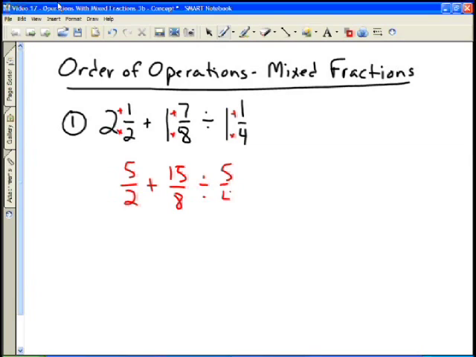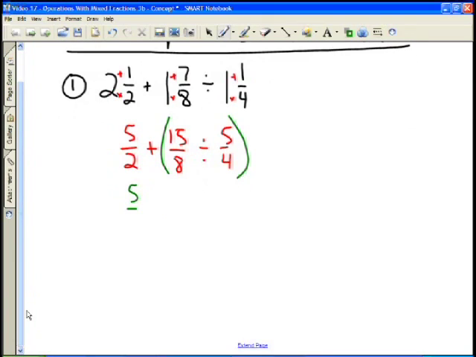And now what we have to do is we have to remember to do our brackets first, because that has a division in it. So now we get 5/2. I'm just going to write that because I'm not touching it. And now this will become 15/8 times, we change the sign to multiplication, remember, for this division, and then we flip the fraction that we're dividing by. So 15/8 times 4/5. And you're not required to cancel necessarily, but it's really nice here and it makes our numbers smaller.